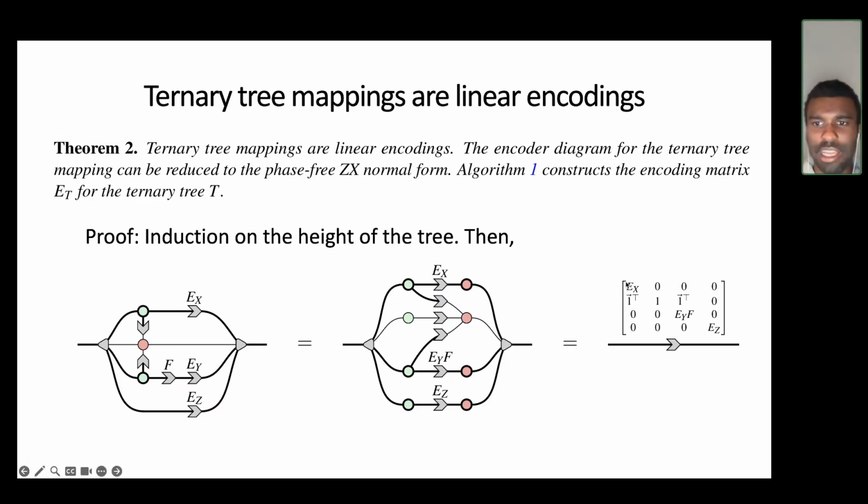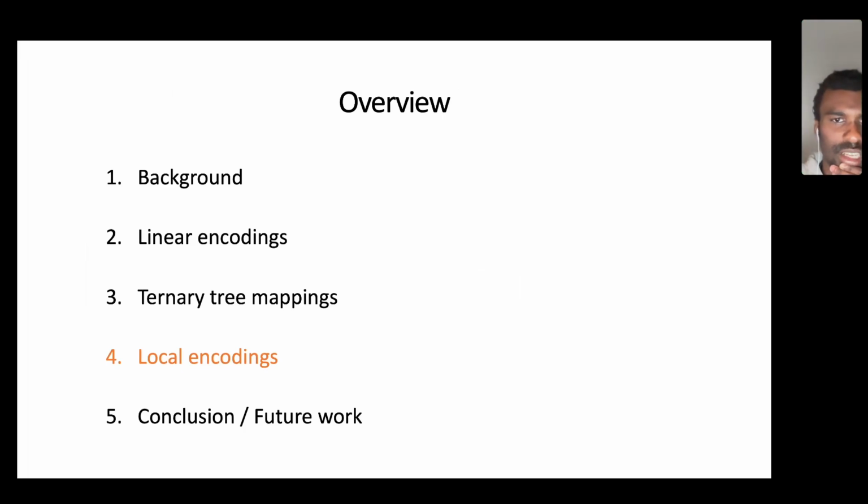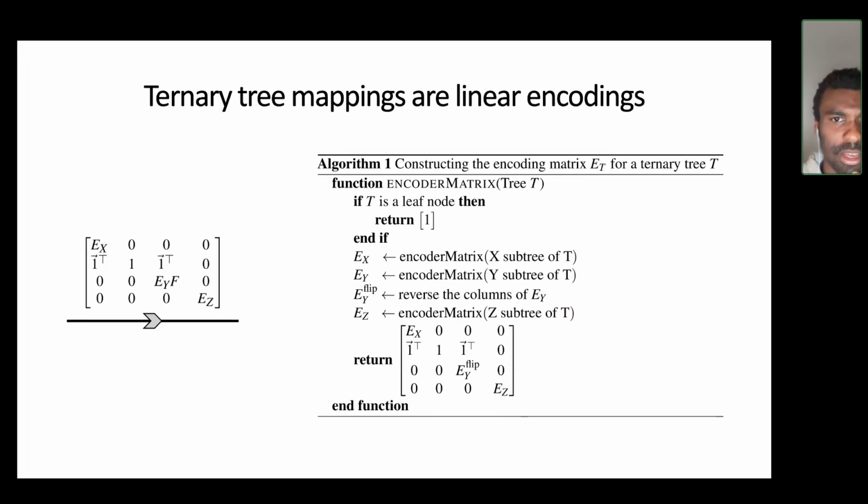And then you would apply this result inside the subtrees as well. And this is the pseudocode for the algorithm. I don't think I have time to talk about local encodings.